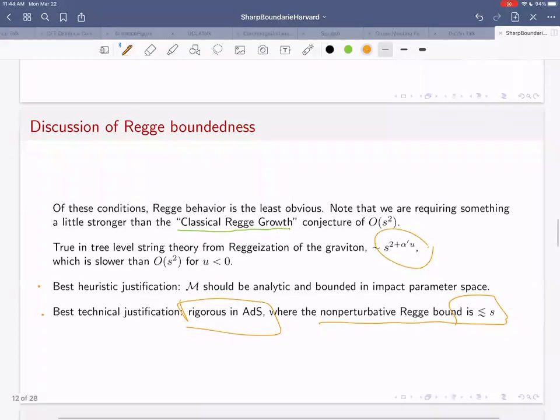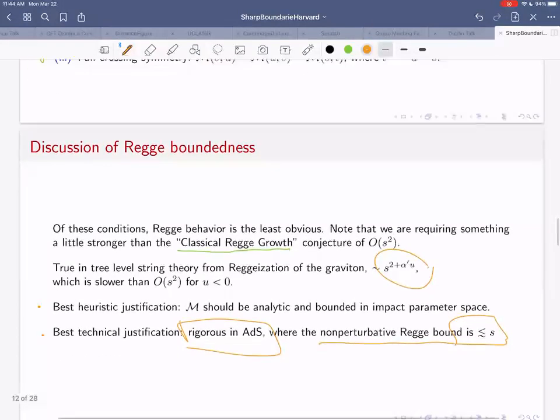Okay, thank you. I have a quick question about that. You mentioned causality, which of course is related to analyticity, but I missed how that's related to the S squared. How is that related to the S squared?